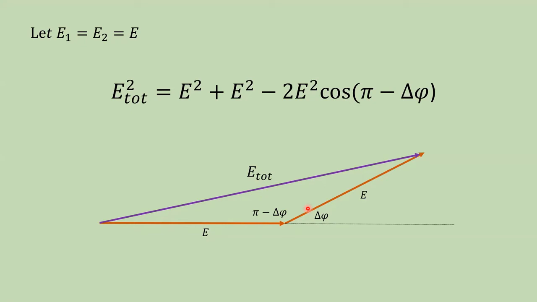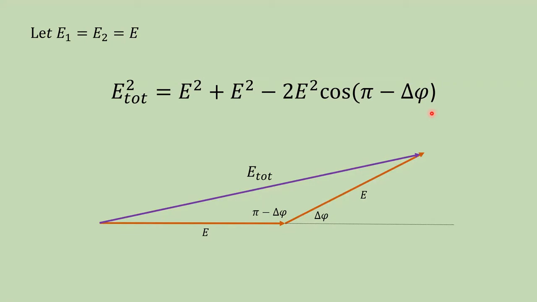So here I've applied the law of cosines. I've said the side lowercase c squared, that's E total squared, that would be A squared plus B squared, which you see is E squared plus E squared, minus 2AB. So A times B is just E times E in this picture. So minus 2E times E times the cosine of the angle between sides A and B. Well, that angle is 180 degrees minus delta phi. And we're really close to the formula that we want.